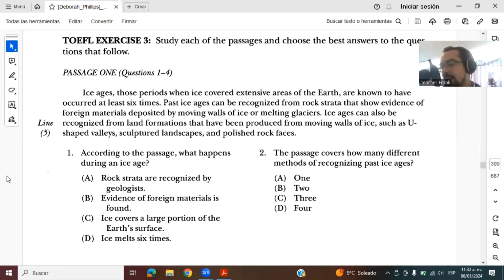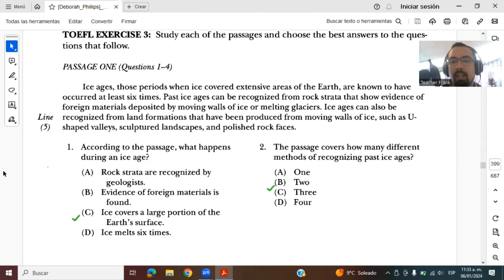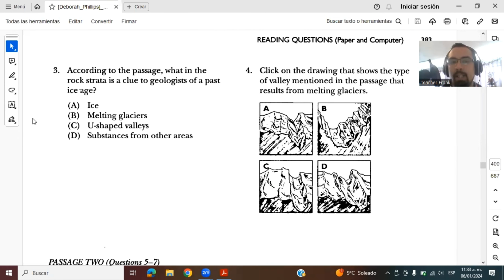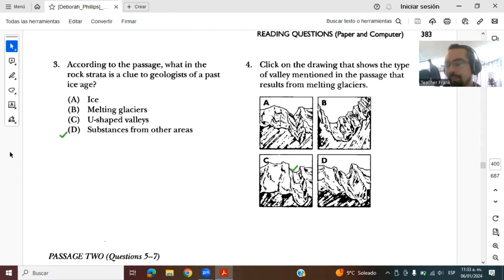Okay, let's check them. So first, number 1 is going to be C. Ice covers a large portion of the Earth's surface. And number 2 is going to be B. There are 2 methods of recognizing past ice ages, okay? Now let's check number 3 and number 4. Number 3 is going to be D, substances from other areas. And number 4 is not necessary that you do it. It's actually a little bit difficult because you can't really see the picture, but it's C, okay? Now let's go with the next passage then, passage 2.